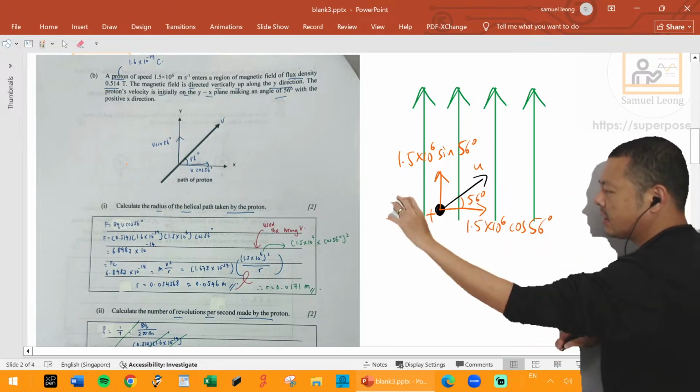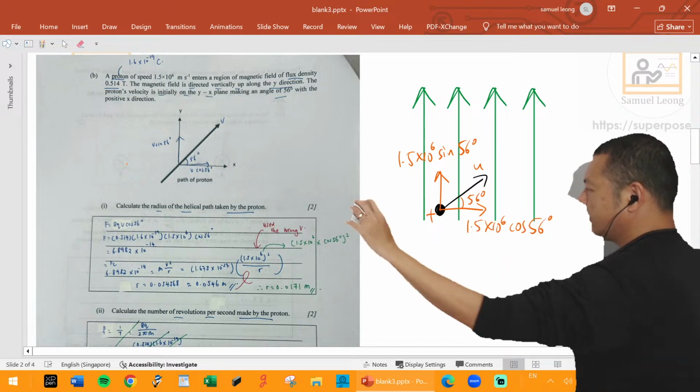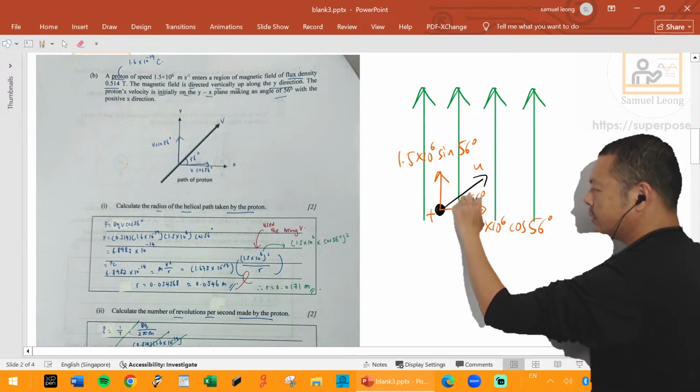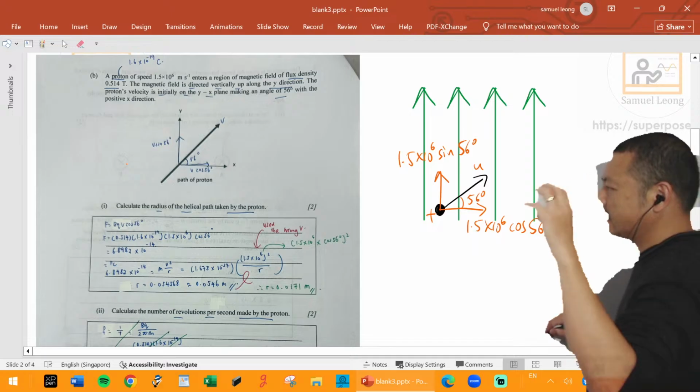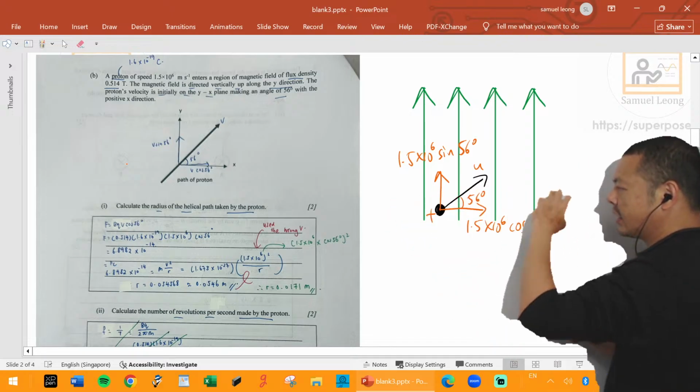It's going to experience a circular motion in this plane. So it's going to do this, sorry, it will do this, right? It will do circular motion like that.